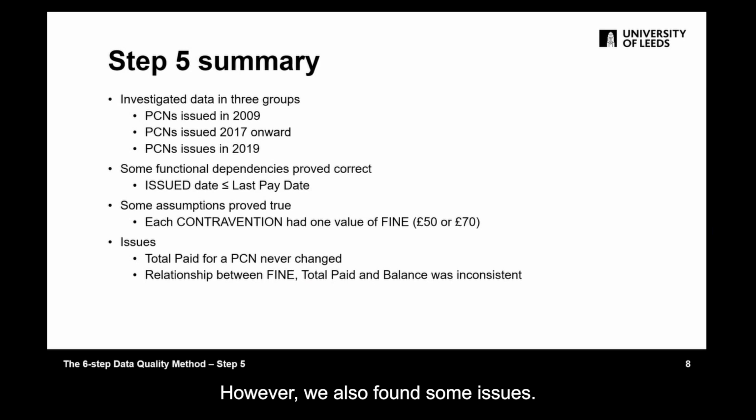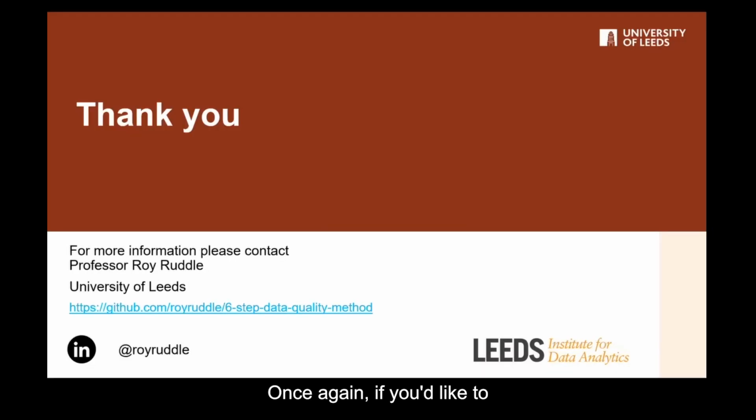However, we also found some issues. One of those was that the total paid for a PCN never changed when there were multiple records for that PCN. And the second one was that the mathematical relationship between the fine, total paid, and balance was inconsistent. And on top of that, we couldn't account for those inconsistencies by using dates to identify when discounts were given or surcharges were payable.